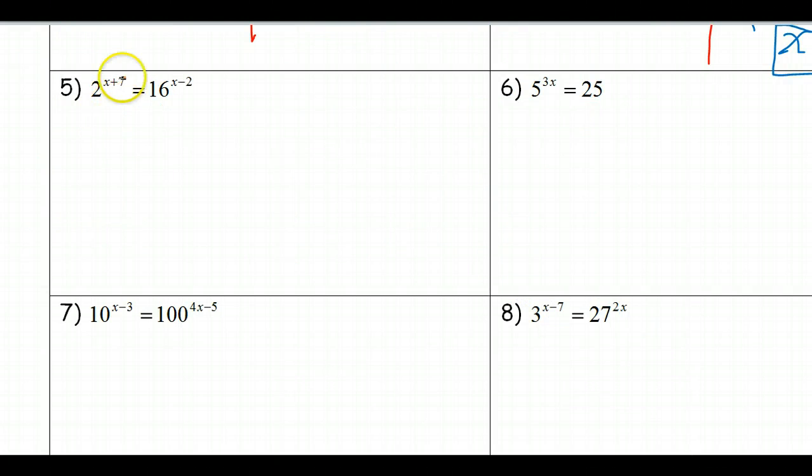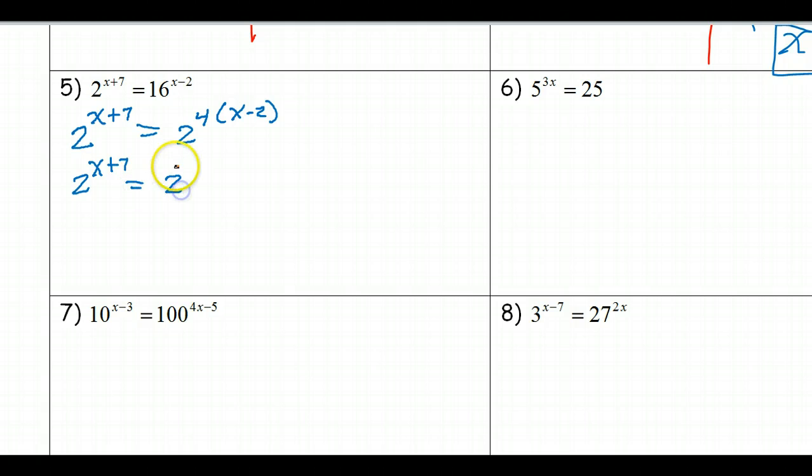Alright, number 5. I've got this base 2, so I'm going to stick with that. So I've got 2 to the x plus 7 power. 16 is 2 to the 4th power, so I'm going to do that. There's my x minus 2. That means I have 2 to the x plus 7 is equal to 2 to the 4x minus 8 power. Now that the bases are the same, I can set the exponents equal to each other. So x plus 7 should equal 4x minus 8.